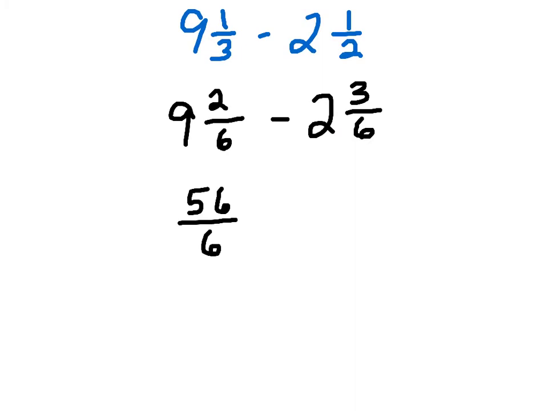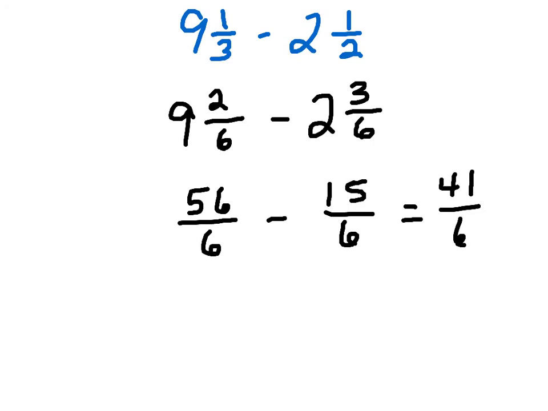Next, I would make improper fractions by multiplying the denominator with the whole number. That's 54 for this one. Adding 2, which gives us 56. For our second fraction here, multiply 6 and 2, you get 12. Add the 3 and you get 15. At this point, they both have common denominators. You can treat them as fractions with common denominators. The denominator is going to stay the same when you subtract, and 56 minus 15 is 41.